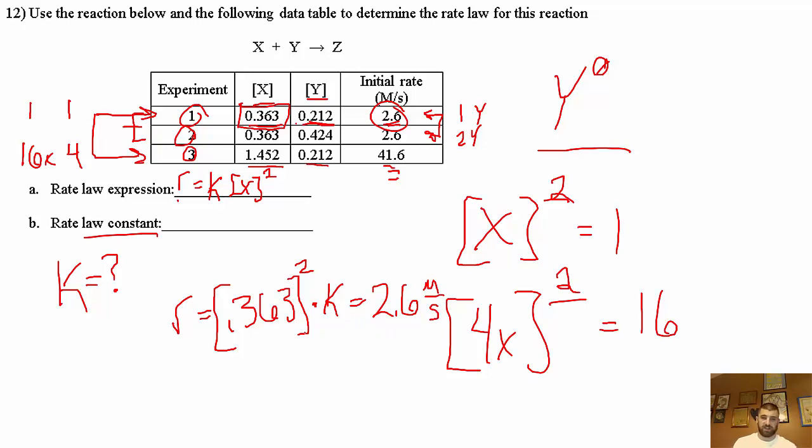So now we just got to get k by itself. Divide each side by 0.363 squared. And what do you get? You get k equals 19.7 molar to -1, seconds to -1.